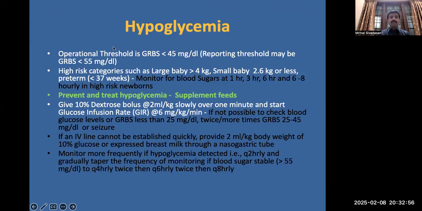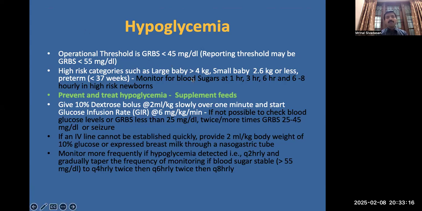Now, coming to hypoglycemia, the operational threshold where you correct the hypoglycemia is when the blood sugar is less than 45. The nurses may report to you at a higher blood sugar, less than 55, so that you will be aware or vigilant about the possibility of hypoglycemia in the baby.